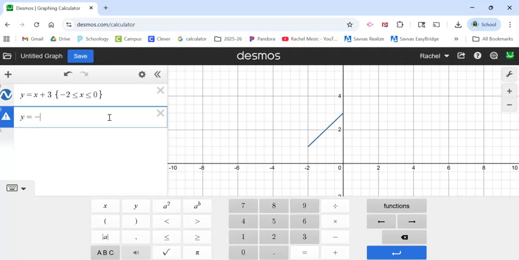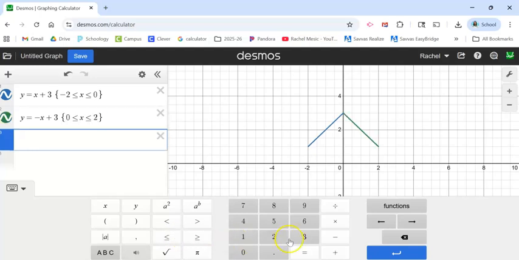So let's maybe do y equals -x plus 3. And then the domain for this one would be that my x values are going to be between 0 and +2. Okay, so there I kind of have the slope of a roof. Maybe I want to connect these 2 points here.